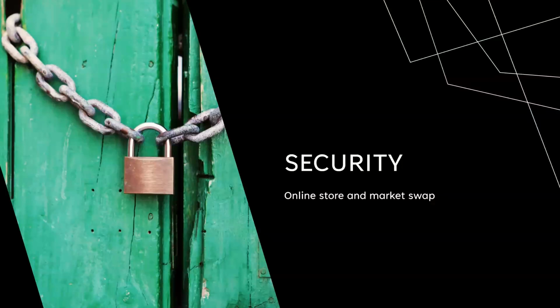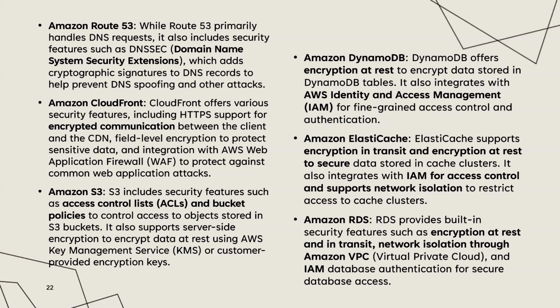When it comes to security, again, Amazon tools provide a lot of security in each area. Like domain name system security extensions provide security in CloudFront. There is encrypted communication. In S3, we have ACLs and bucket policies. In DynamoDB, we have encryption at rest and IAM. In ElastiCache, we have encryption in transit and at rest. And in RDS, we also have network isolation through VPC.